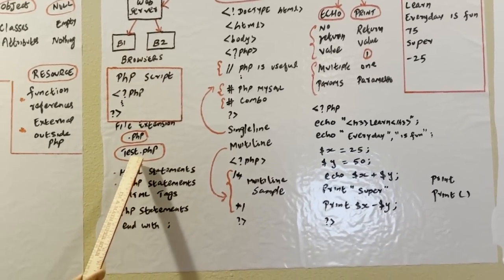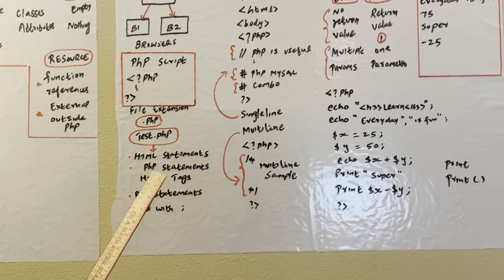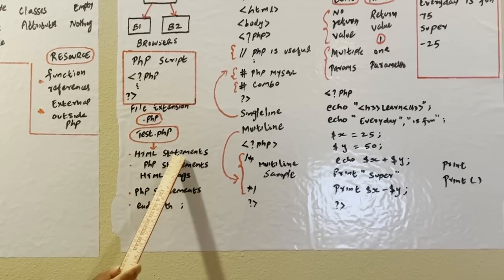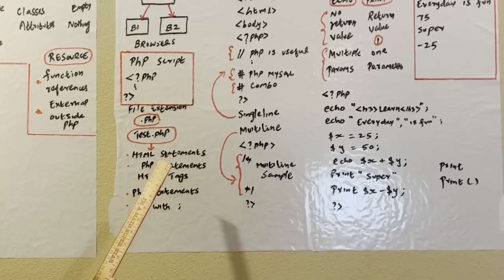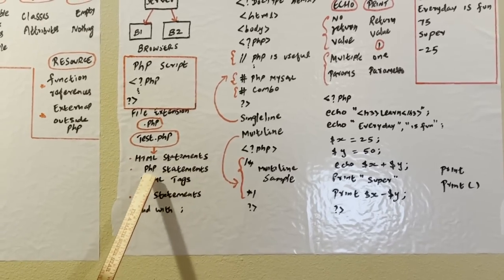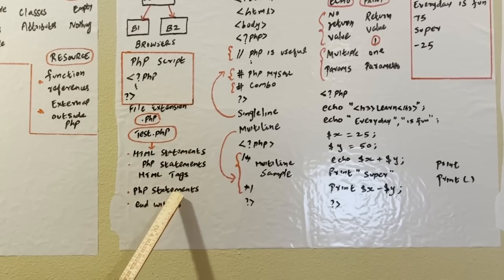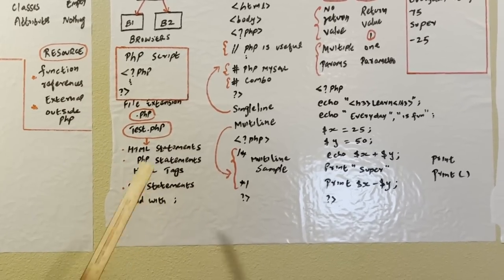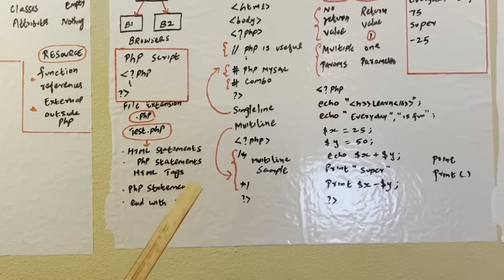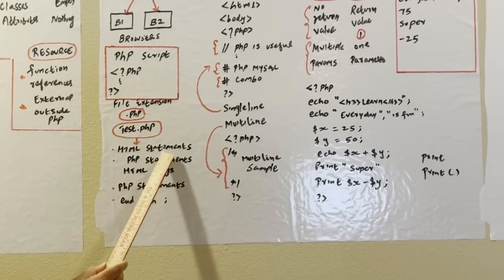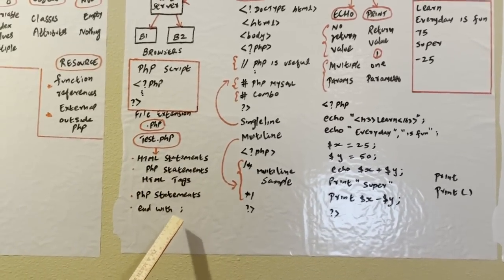Let's see here. So what does the test.php file have? It has HTML statements, elements, tags, PHP statements, HTML tags, PHP statements. It can even call another PHP file. We'll see in the advanced topics. And all statements need to end with a semicolon.